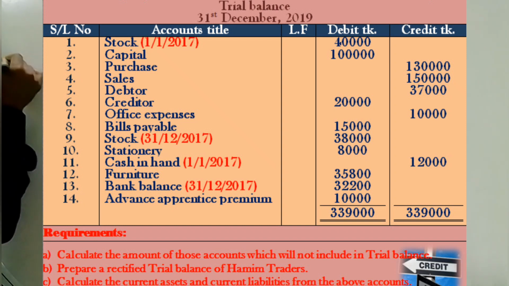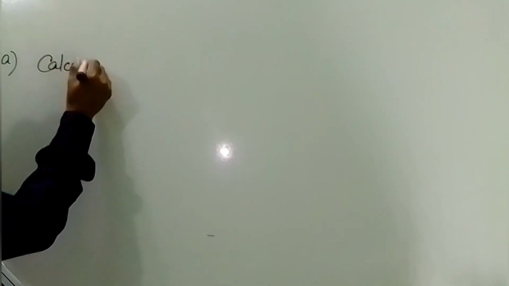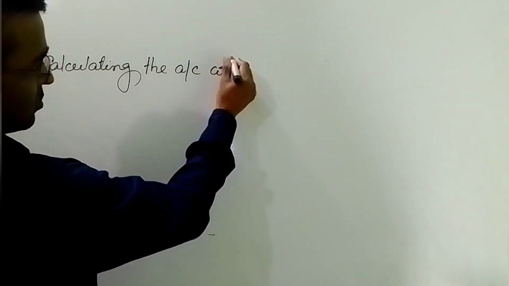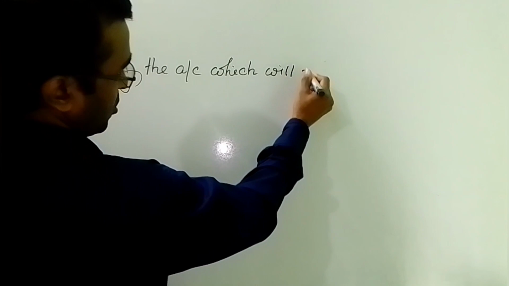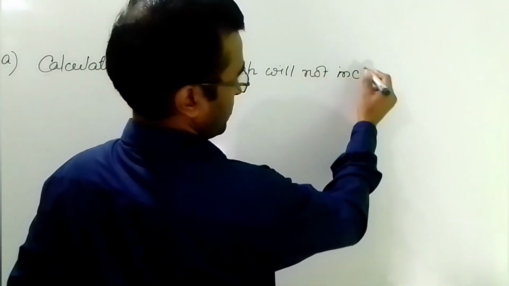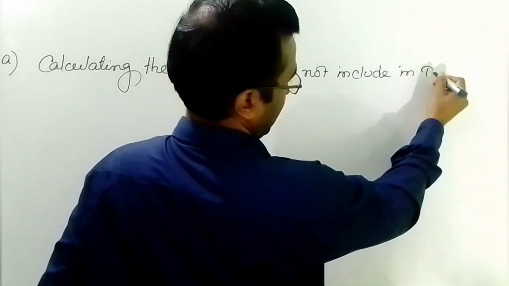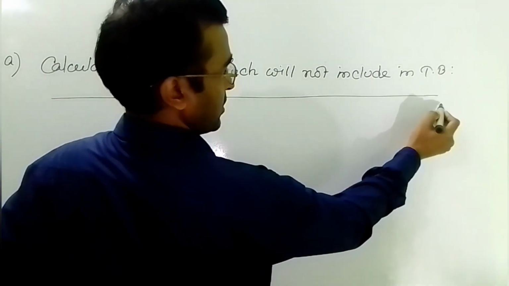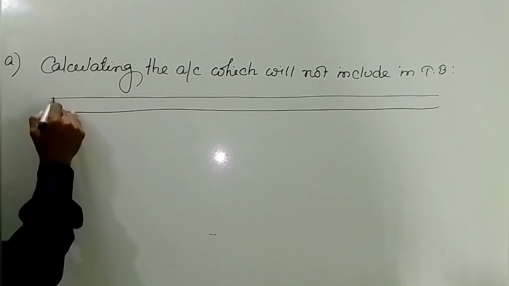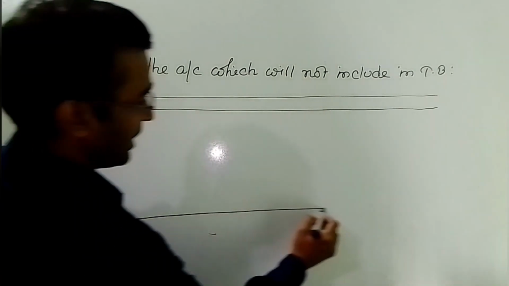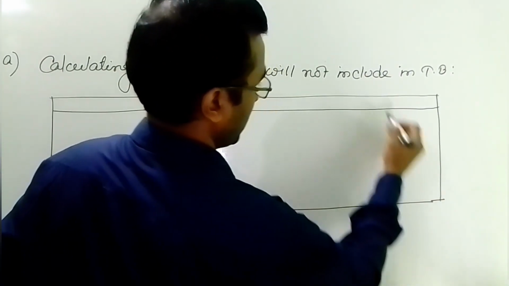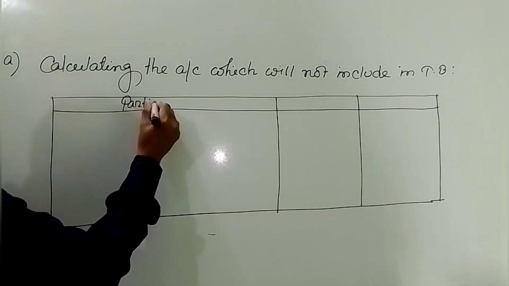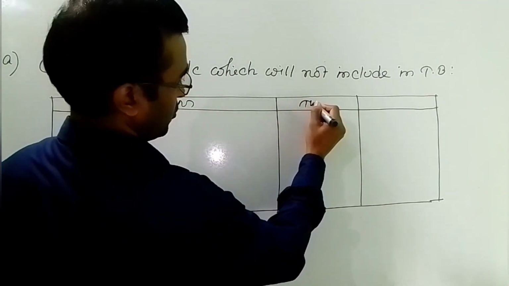First, write the topic sentence here. A, calculating the accounts which will not be included in trial balance. Okay, now make a table that contains three columns and there is also an ending line you can provide here. Okay, 1, 2 and 3 columns, and the first one is particulars. Here is amount taka.